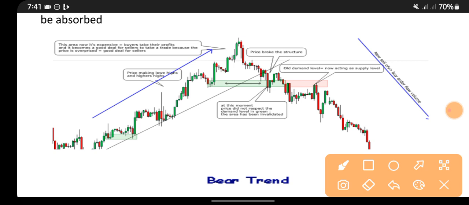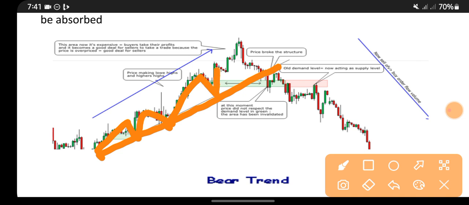Now another example also. See, the price is in an uptrend, as we can see. Higher low, higher high, higher low, higher high, higher low, higher high, higher low, higher high, higher low. Then it broke this one once again. Price wasn't able to make another higher high. So that indicates what? Potential trend change.